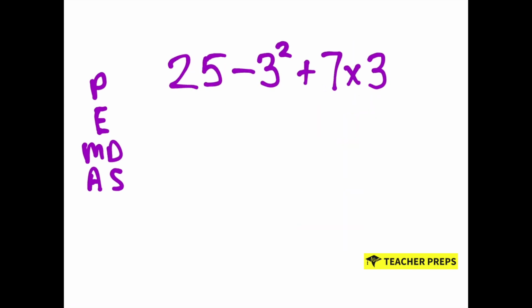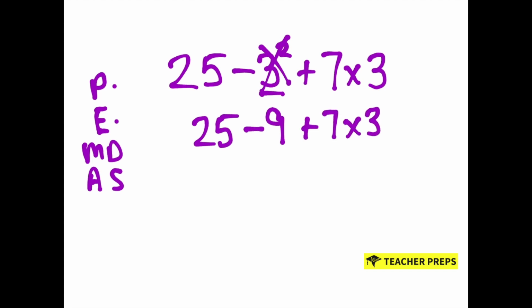Let's go through another example together. Again, we start at the top of our list with parentheses. Just like the last one, we don't have anything in parentheses, so we can move on. This time we do have exponents, so we have to take 3 squared. 3 squared is 9. Cross that off and bring everything else down. Next on our list is multiplication and division. I have multiplication, I do not have any division, so we have 7 times 3, which is 21. Cross it off and bring everything else down.